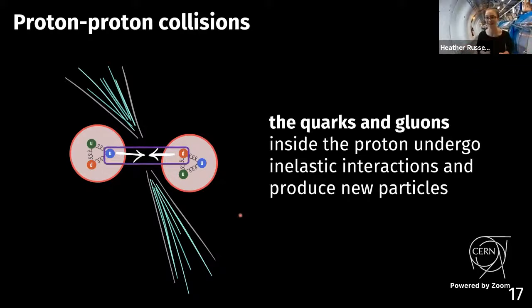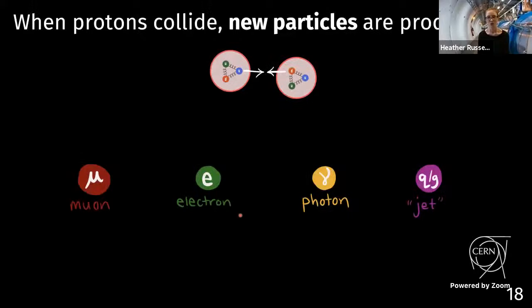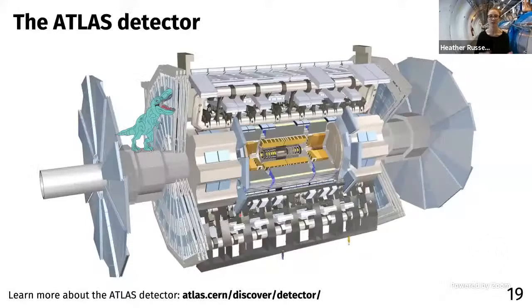Now, when the quarks or gluons inelastically interact, the new particles that we can detect are things such as muons, electrons, photons, or something we call jets. And the way we do this is with our giant particle camera. This is the ATLAS detector. Now, ATLAS is around 25 meters tall and 44 meters long. Now, I know this sounds decently big. Meters are kind of big and 25 is a big number, but just to emphasize the size, this fully grown T-Rex is actually to scale.